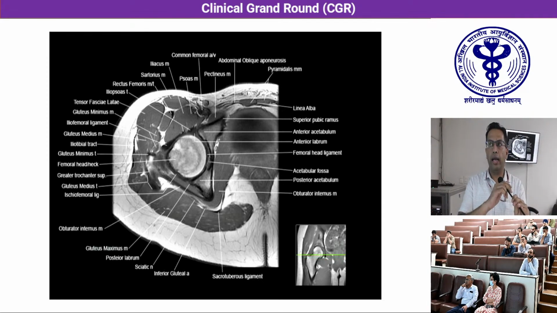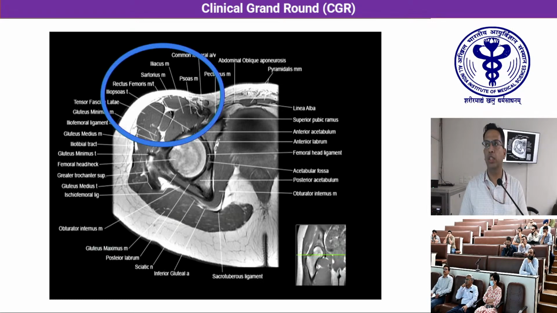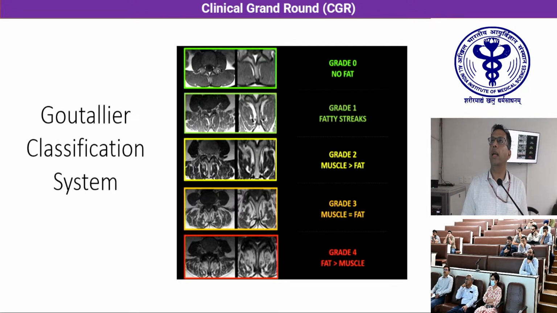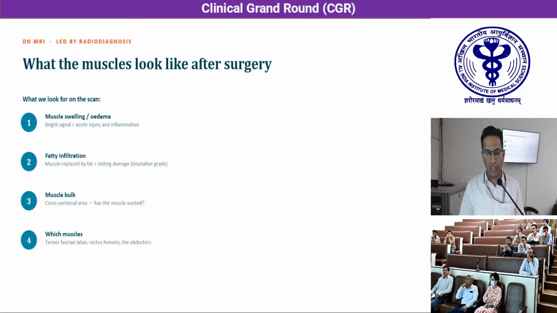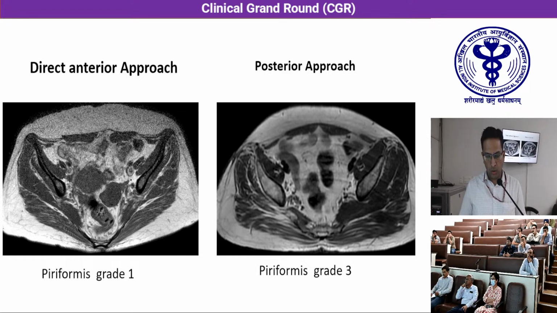So we analyzed a few MR scans of these patients, which were done 3 to 6 months after the surgery. Anatomy you all know, and you are all aware of the Goutallier classification, which is based on the amount of fat infiltration into the muscle. So these are just sample cases. If we compare the piriformis on both sides, this side is the operated side. So there are subtle streaks of fat, but it is reasonably fine on the operated side compared to the other side.